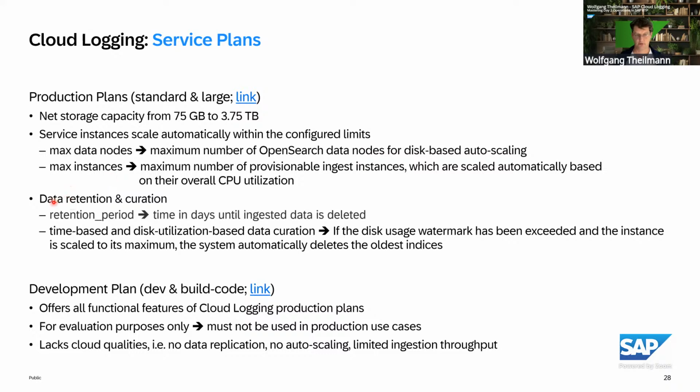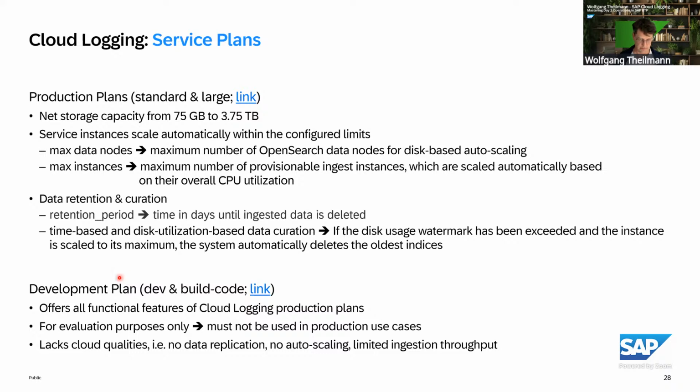Second thing is data retention and curation is way more flexible. In application logging, it was always 7 days. In cloud logging, you can configure the retention period, so the time until ingested data shall be deleted. And then the curation is based on two things, the time that you specify and the disk utilization. So time is obvious. The second thing is if the disk usage has exceeded its watermark, and the instance is already scaled out to its maximum, then the system will automatically delete older indices.